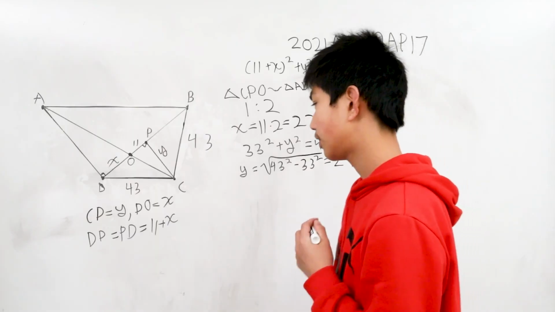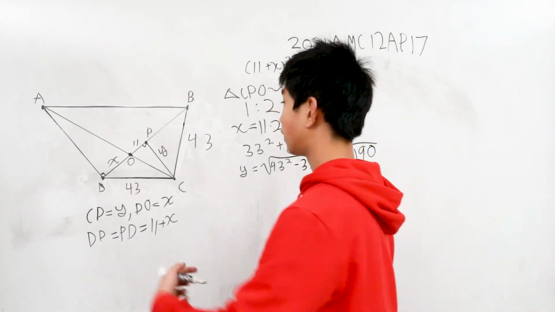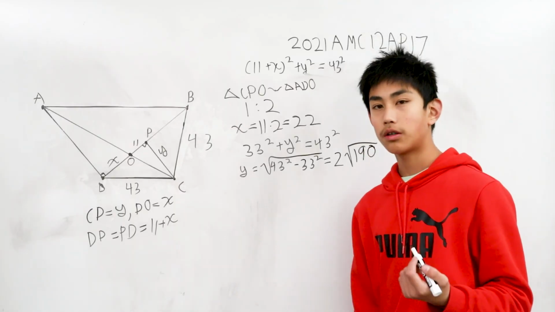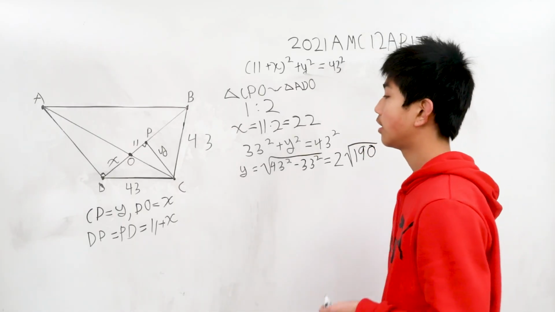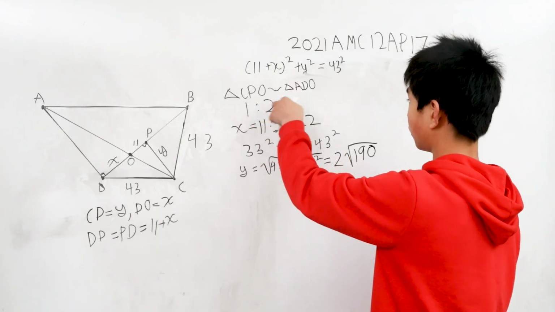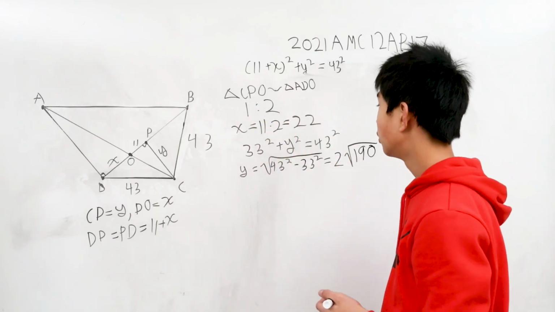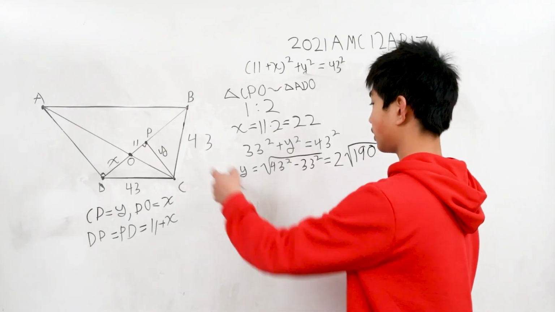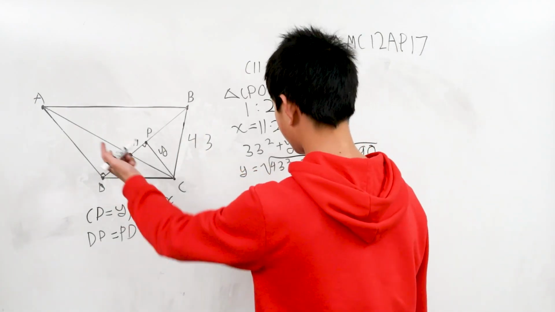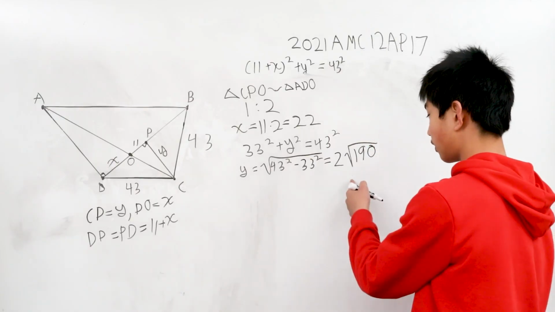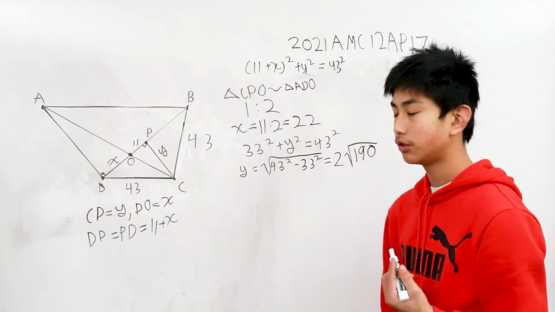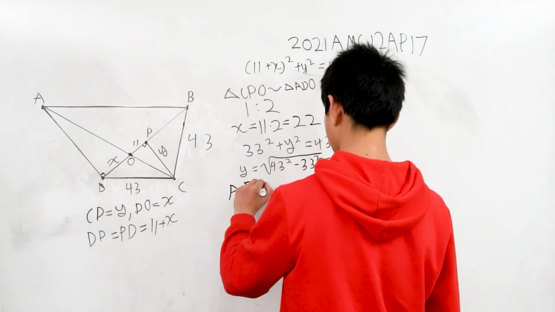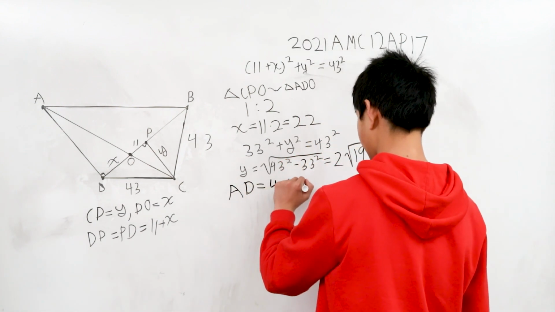We want to get the value of this segment AD. And how does this help us? Well, earlier we showed that these two triangles, CPO and ADO, are similar with a ratio of 1 to 2. Therefore, since y corresponds to the side AD, we multiply our value of y by 2 to get our answer: AD is 4 root 190.